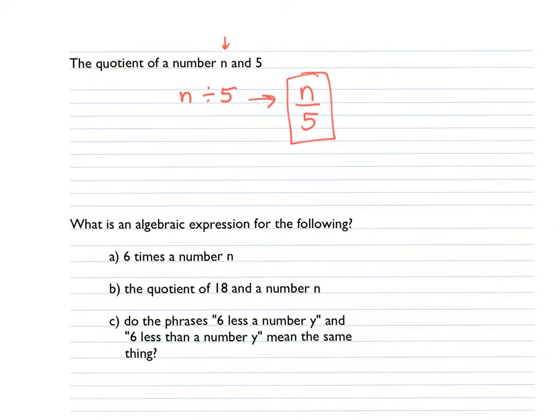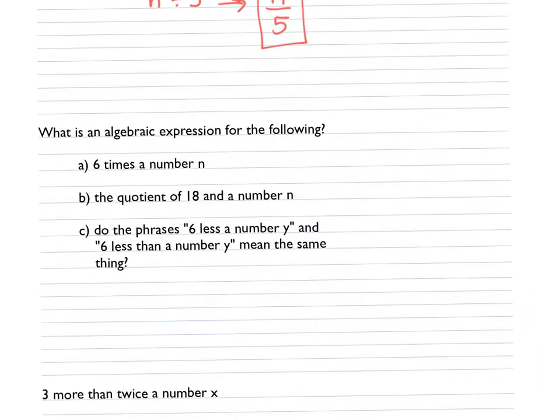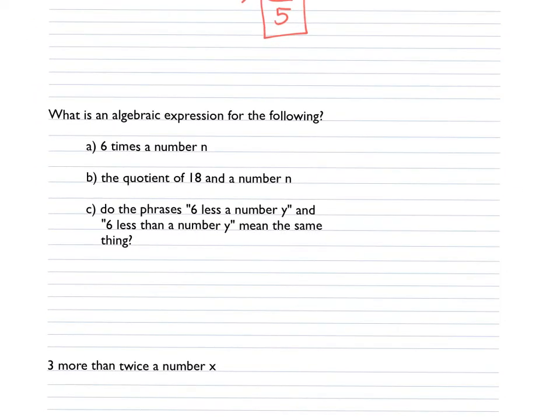Okay, so here's some more for you to try on your own. Press pause and try this one: 6 times the number n, the quotient of 18 and a number n, and then think about this question here. Do the phrases 6 less a number y and 6 less than a number y mean the same thing? And we'll talk about this. So press pause, try these 3, and then check back for the solution.